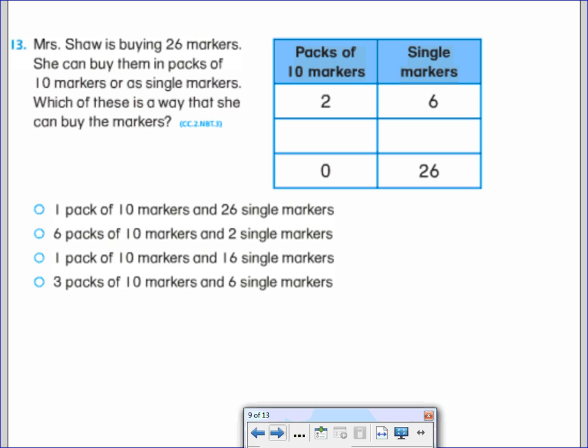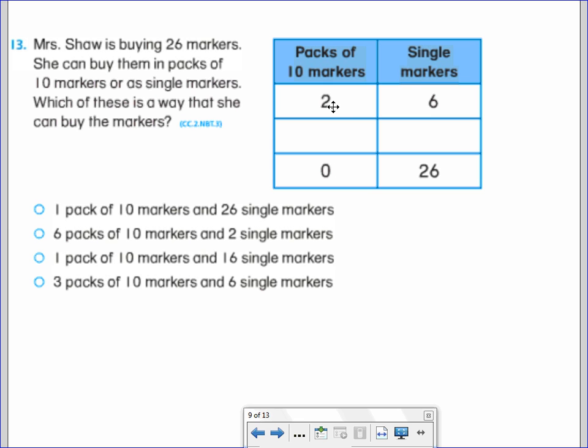Mrs. Shaw is buying 26 markers. We're almost done. She can buy them in packs of 10 markers or as single markers. We've seen a lot of these questions. Which of these is a way that she can buy the markers? So the helpful thing to do would be to fill in the chart first and then look at your choices. So we have 2 boxes of 10 plus 6 single markers. That's like 2 tens and 6 ones.